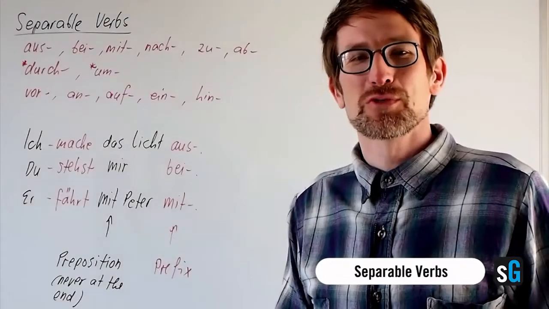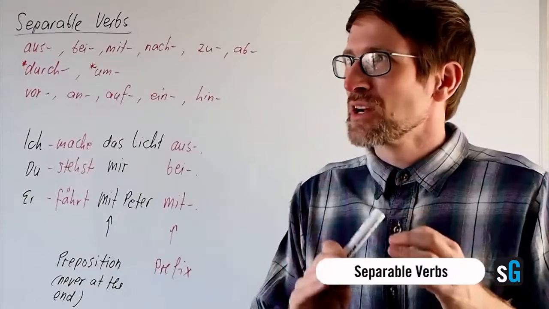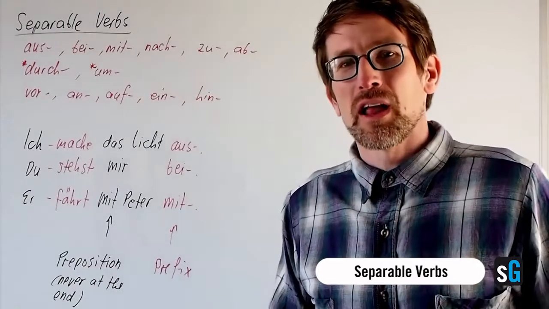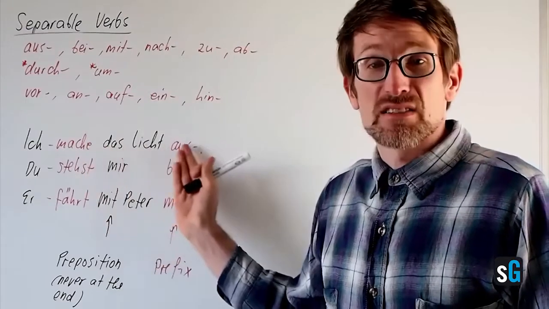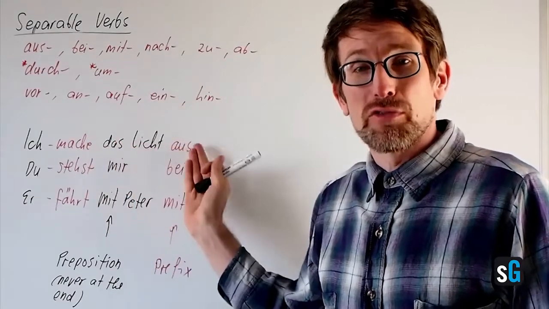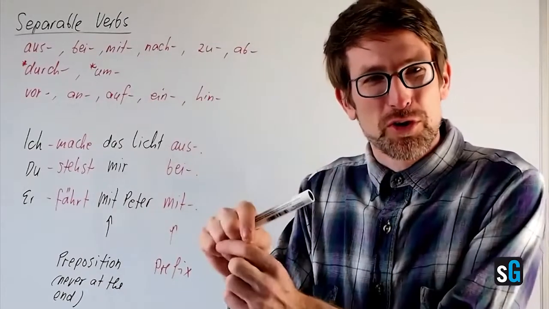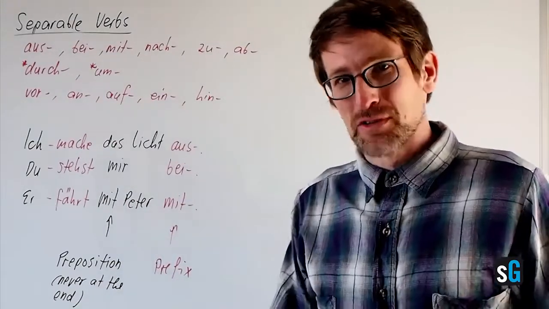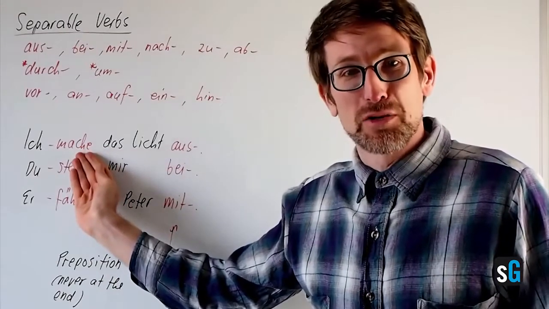The separable verbs are a group of verbs that are recognized pretty simply with a little help. Look at these three examples here. Ich mache das Licht aus, I turn the light off, and like turn off in English, we would use off. Turn as a verb, as an infinitive. So the basic verb is ausmachen.